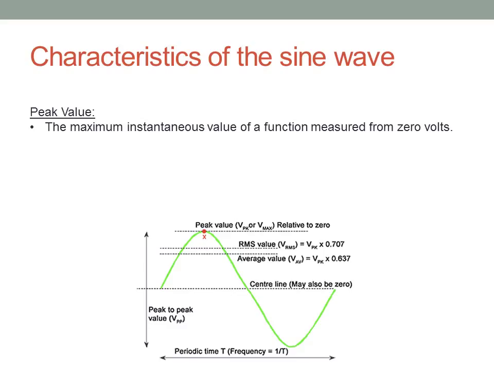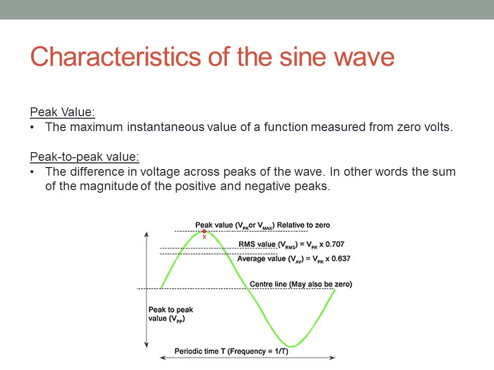The peak value is the maximum instantaneous value of a function measured from 0 volts. The peak-to-peak value is the difference in voltage across peaks of the wave. In other words, the sum of the magnitude of the positive and negative peaks.